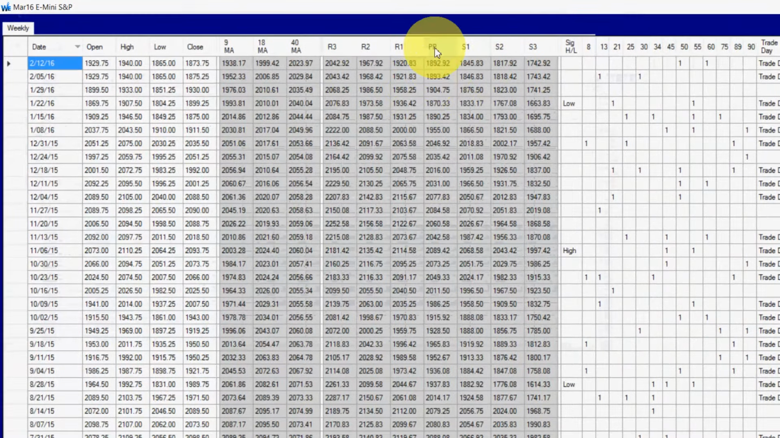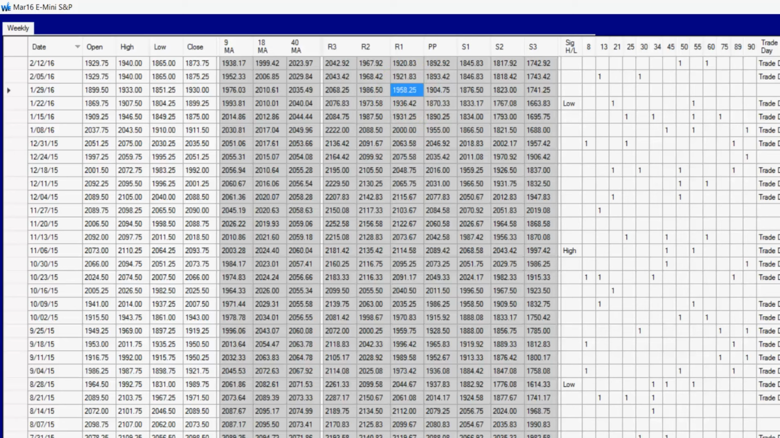I'm telling you, the PP is neutral, right? So last week's PP was 1904. So any trade in that area would be a good trade, because then I know if I sold 1904, my next level of support would be 1876. If I bought 1904, my next level would be resistance, would be 1951.